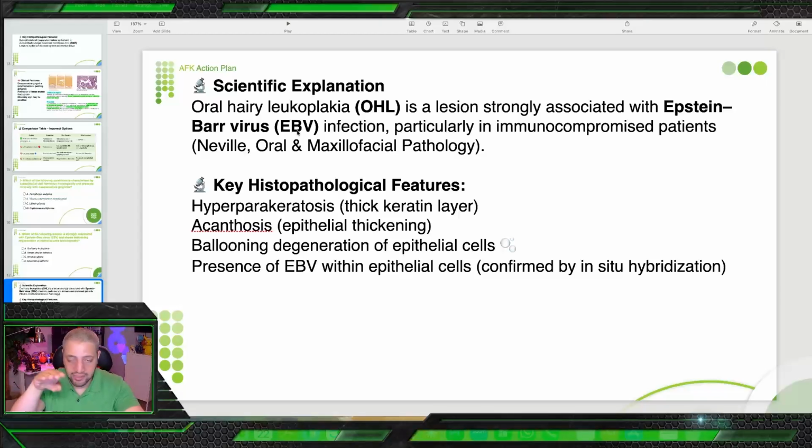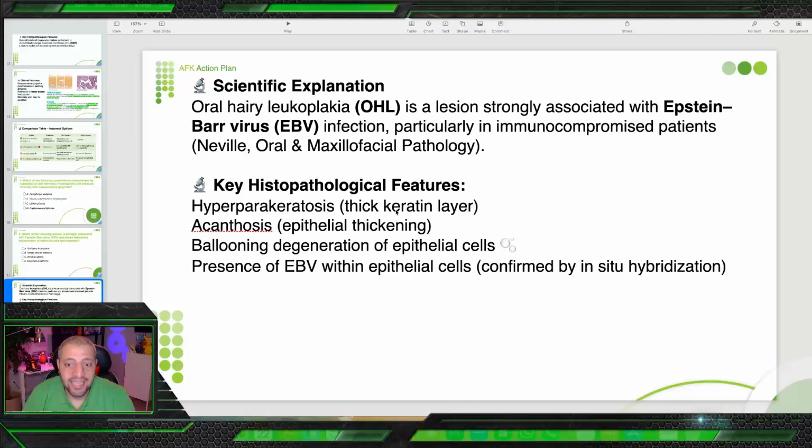This herpes virus is present inside the oral cavity, but it's not working against you because you have good immunity. Once immunity is compromised, you might end up with Kaposi, or with this, or with fungal infection. So this is very common for immunocompromised patients.